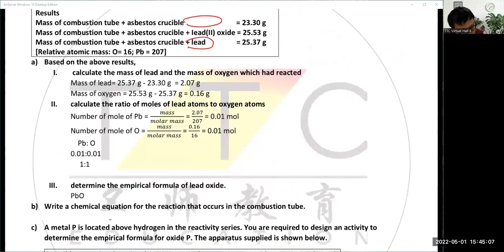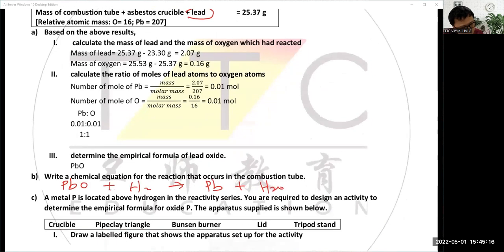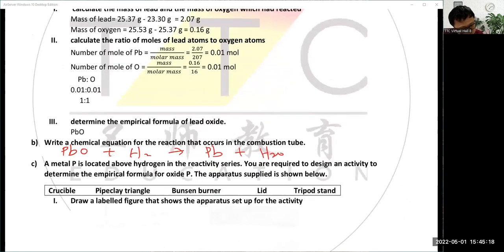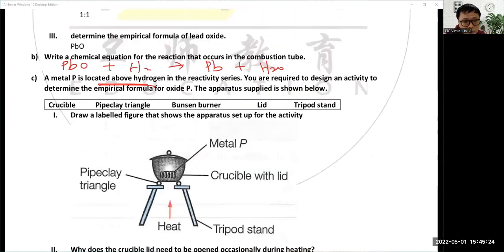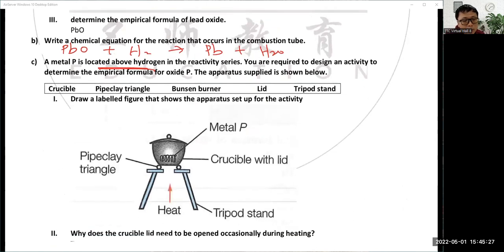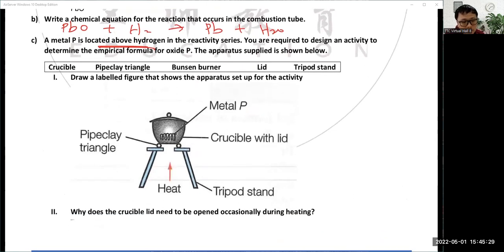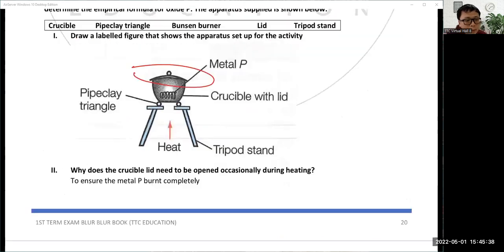Then from there, you can start to write out PbO, plus hydrogen. Then they'll take away the oxygen from Pb, and you get your H2O. Pb is located above hydrogen. Now, if it is above hydrogen, we weren't able to use this experiment, so we have to change it to the crucible experiment. So this is the diagram they are required to draw. For this experiment, you have to open up the lid, the cover here, to allow oxygen to enter and then react with the metal Pb.